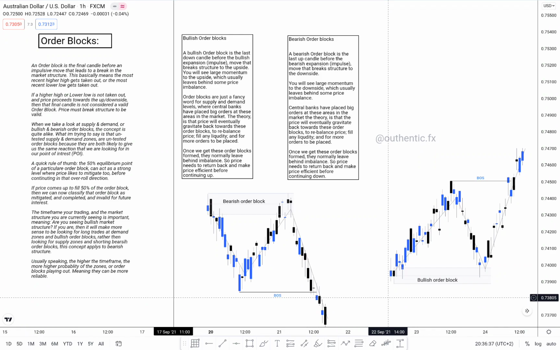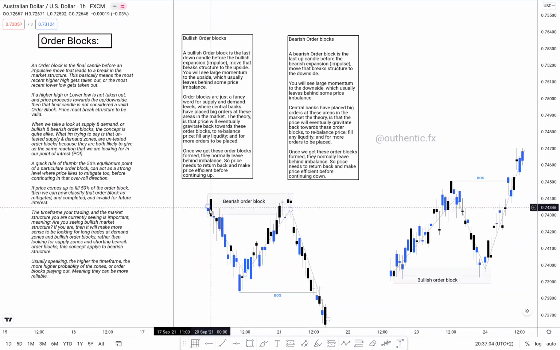A quick rule of thumb: the 50% equilibrium point of a particular order block can act as a strong level where price likes to mitigate to before continuing in an overall direction. If price comes up to fill the 50% or even the 100% of the order block, then we can now classify that order block as mitigated and completed and invalid for future interest, right?